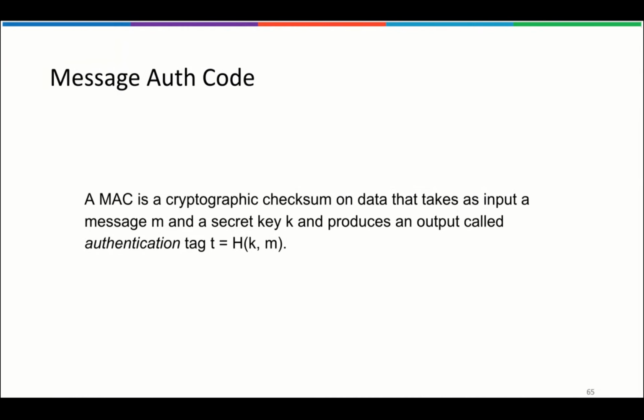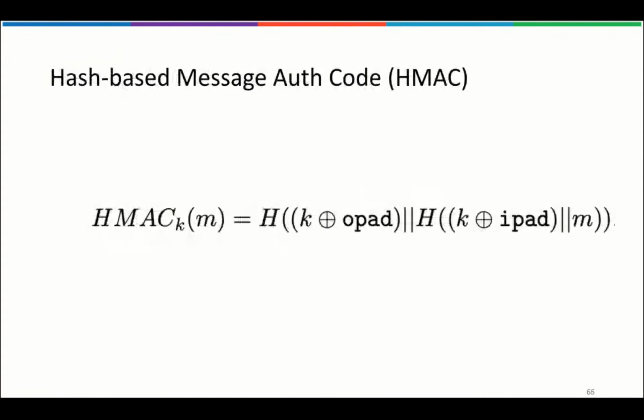Now, if you look at HMAC, right, what HMAC did is that it did not concatenate with m directly. It got concatenated with some other bit strings called OPAD and IPAD.